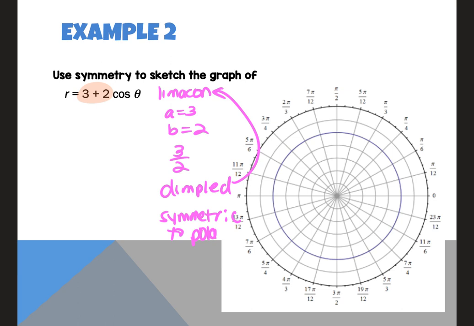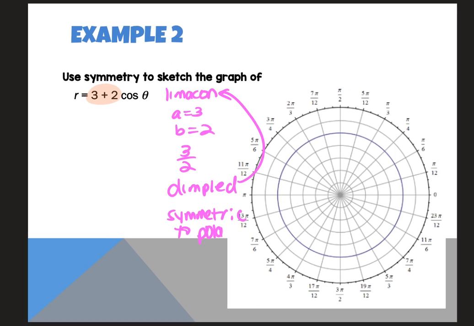Next, I'm going to find my max point. My max comes from adding A and B. Again, we ignore the signs on A and B when we add them. So A plus B is what? 5. That tells you that the furthest point out, the biggest R you would get, is 5. Now I'm going to find out where that happens by setting my equation equal to 5. So 5 equals 3 plus 2 cosine theta.